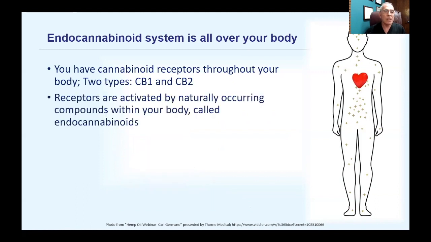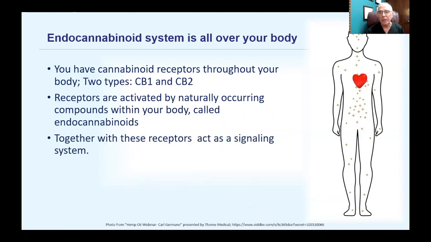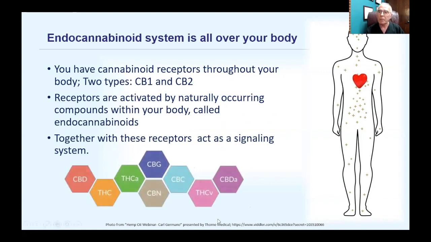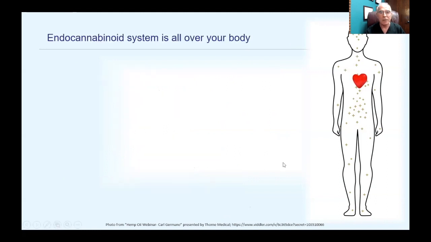Now, these receptors are activated naturally. They occur in your body. The natural products in your body are called endocannabinoids, and there's a bunch of them. Together, these receptors and the compounds act as a signaling system. And there's a bunch of them in your body, and this is just a little schematic representation of these.